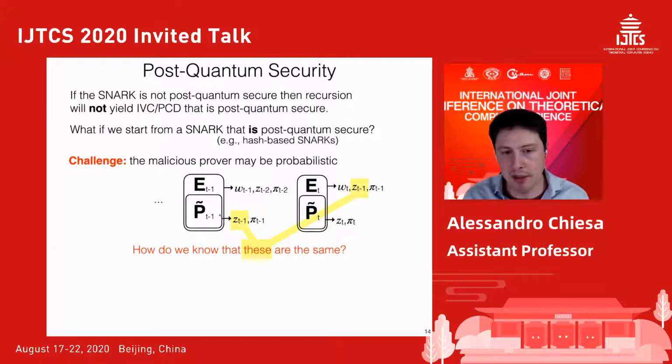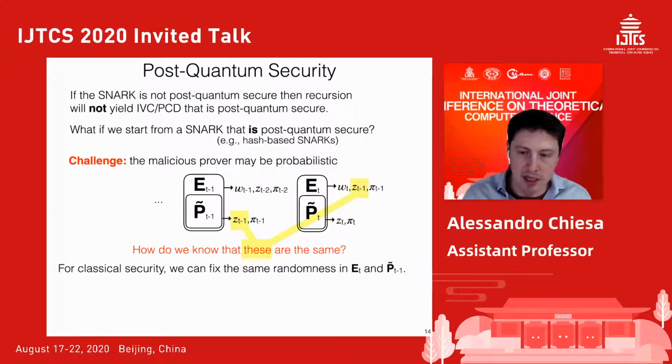How do I know that when the prover I define from this extractor outputs ZT-1, it is the same ZT-1 that was output by this extractor? If these are probabilistic processes and I run them side by side, they might just answer different things. Now, for classical security, this is not a big deal. You just say, well, fix the same random tape in both cases. So now they're kind of coupled.